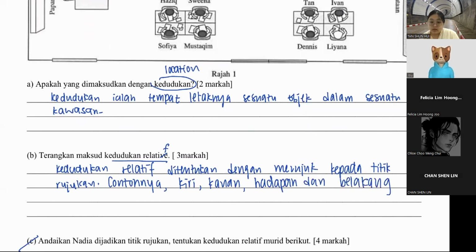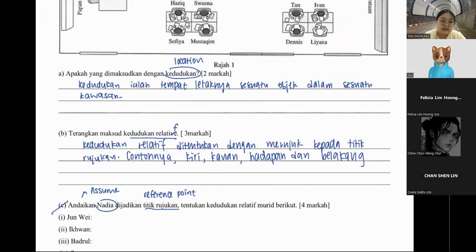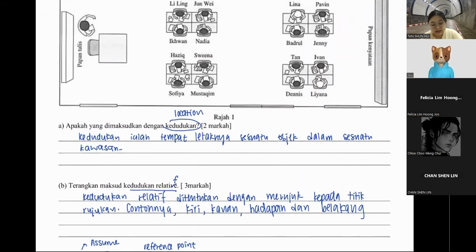Okay, so normally, the question, how they're going to ask you, they will give you a situation like the bottom. They say andaikan. Andaikan means assume, okay? We assume Nadia is the titik rujukan. What is titik rujukan? Reference point. If Nadia is the reference point, what is the kedudukan relatif murid berikut? So let's find out where is Nadia. All right. Oh, Nadia is here.